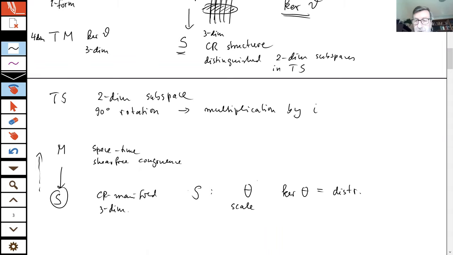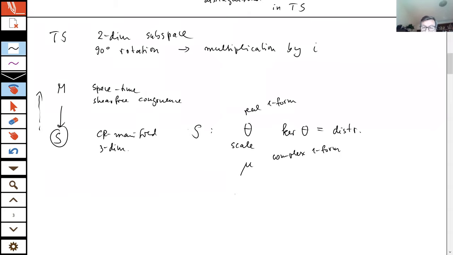But still, it's a good idea to use such a form. And this is a real one-form. And also we use another one-form, mu, which is also a one-form, but a complex one-form. If we restrict this one-form to the kernel of theta, then this maps the kernel of theta, which is real two-dimensional at each point, into C. And in this way, it introduces a complex coordinate on each of these two-dimensional subspaces by means of this form.